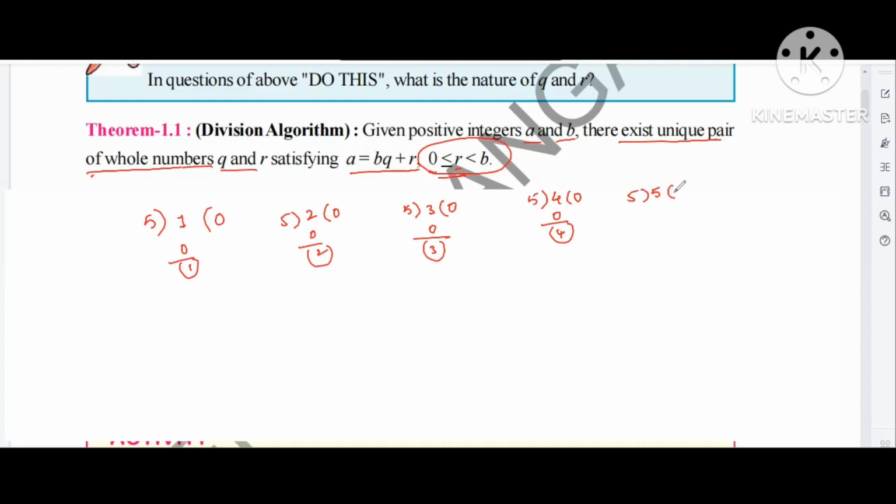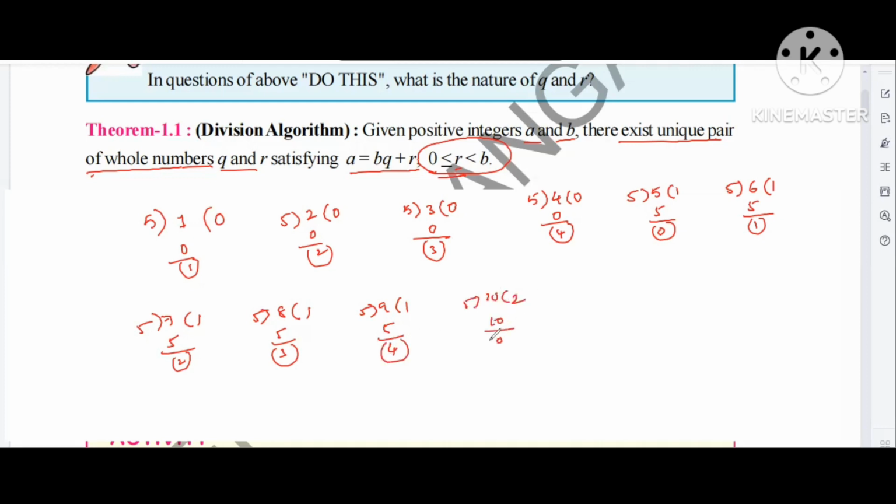If you divide 5 by 5, 5 ones are 5, remainder is 0. If you divide 6 by 5, 5 ones are 5, remainder is 1. Dividing 7 by 5, remainder is 2. 8 by 5, remainder 3. 9 by 5, remainder is 4. 10 by 5, now we get 5 twos are 10, remainder is 0. Now 11 by 5, 5 twos are 10, remainder is 1.